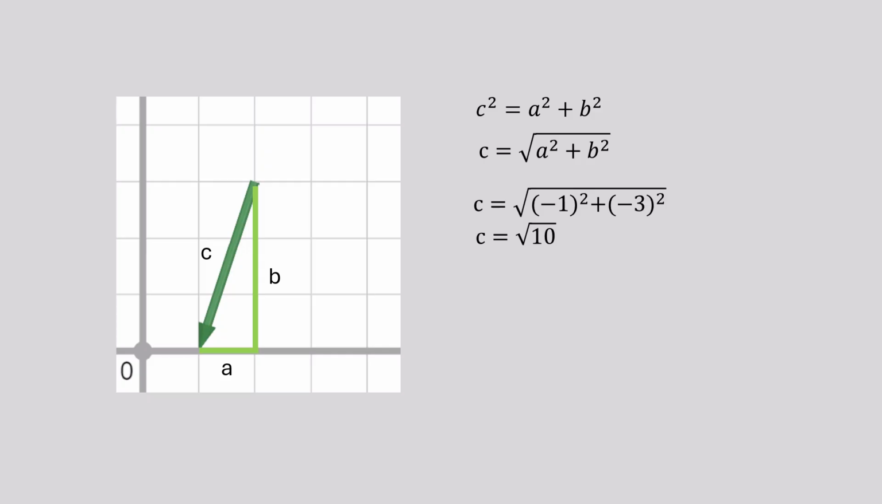Let's look at this vector and try to find its magnitude. First, we're going to create a right triangle using the components of the vector. Then we're going to use the Pythagorean theorem and solve for c. This will give us the length. In this example, the components are -1 and -3, and when we put that in, we get the square root of 10, which is the length of this vector, also the magnitude. So the magnitude, written with absolute value signs around it, is equal to the square root of the sum of the components squared.